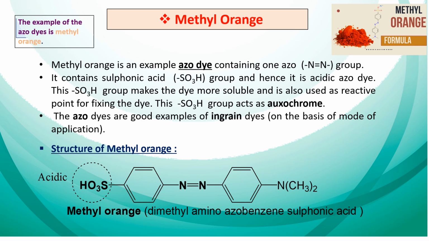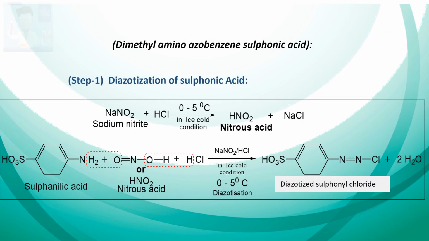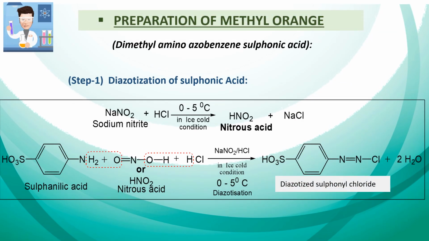Here we can see the structure of methyl orange. Methyl orange is also called dimethylamino azobenzene sulfonic acid. Here we are going to see the preparation of methyl orange. Step 1 includes diazotization of sulfanilic acid with nitrous acid. In ice-cold condition, we get the compound which is called diazotized sulfanilic acid.